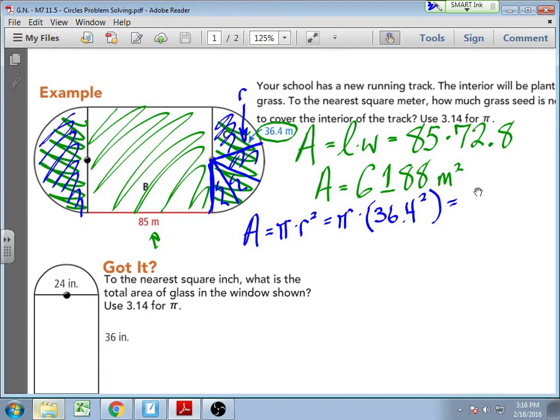So this should actually be 4,160. When you do 36.4 squared, that gets you 1,324.96. So that gives you almost 1,325. Then you multiply by pi, and you get 4,000 approximately. I'm rounding. You made a computational mistake. Check what you typed in. Go back up and check that you typed the numbers in correctly.